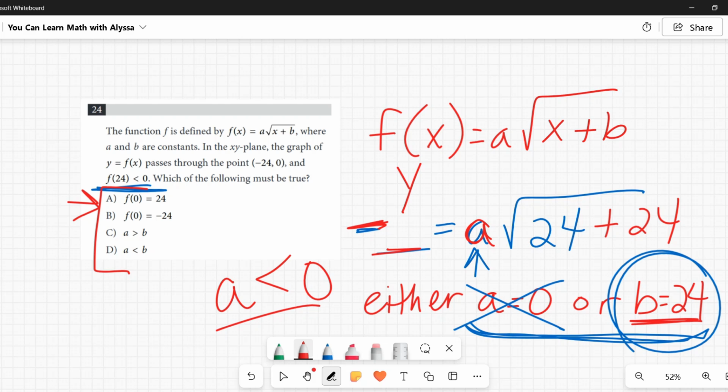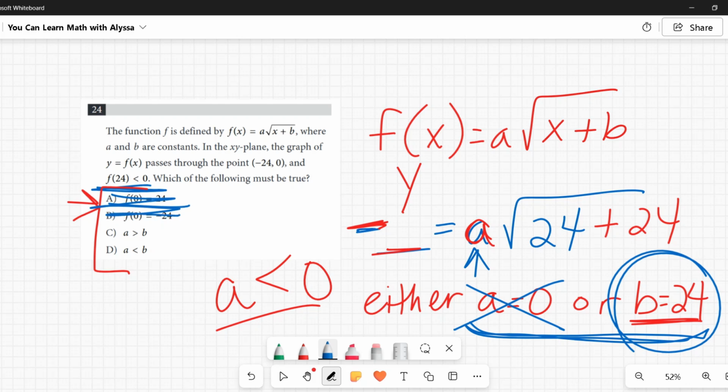If we plug in 0 for x in this equation up here, because we've discovered that b is 24, I can't say whether f of 0 must be 24 or must be negative 24, because I don't know what a is. I can't answer if either of those must be true. They could be true, but I don't know that. All right, both of those are out.